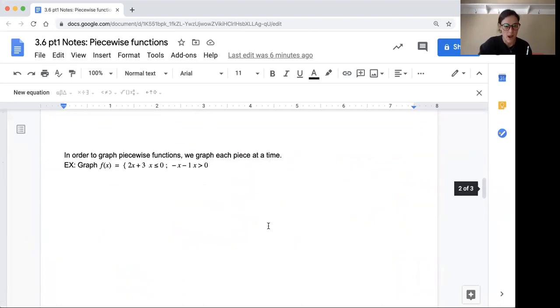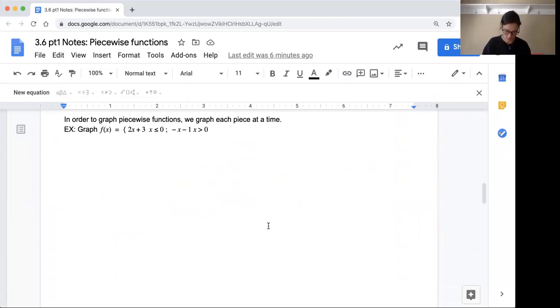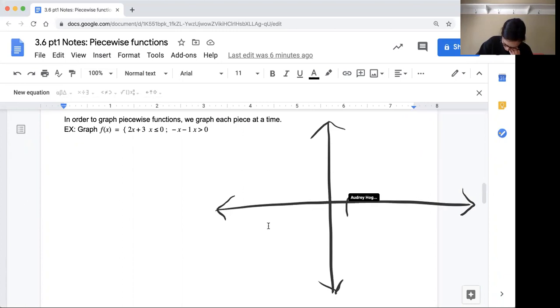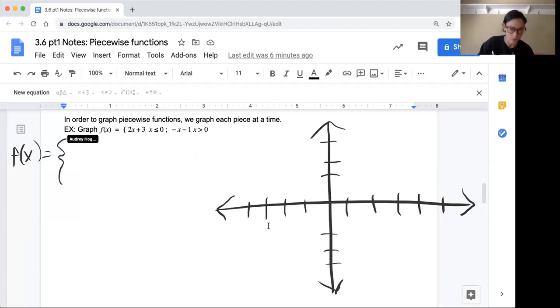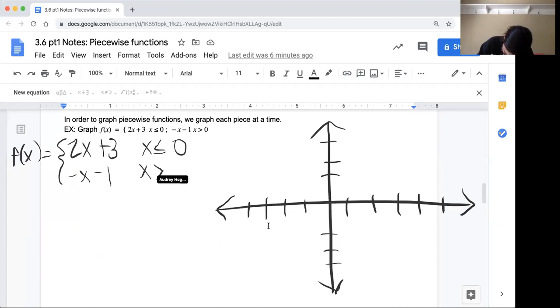So now we're going to think about what we do to graph piecewise functions. And what we do is we just do it one piece at a time. So first I'm going to draw myself a nice little coordinate plane with some points. And again, I'm going to rewrite my piecewise function in the correct way. Shout out Google Docs, not 2x plus 3. X is less than or equal to 0, negative x minus 1, x is greater than 0.